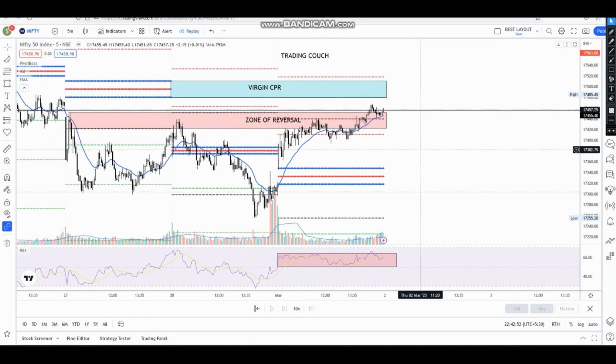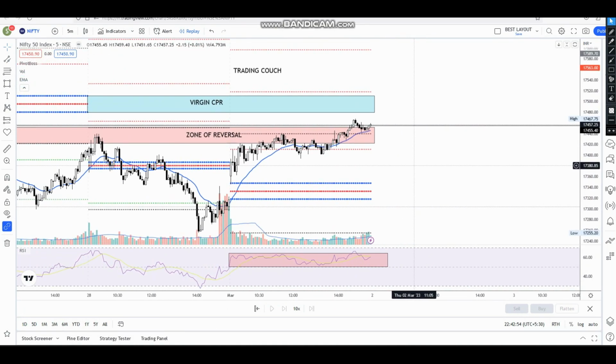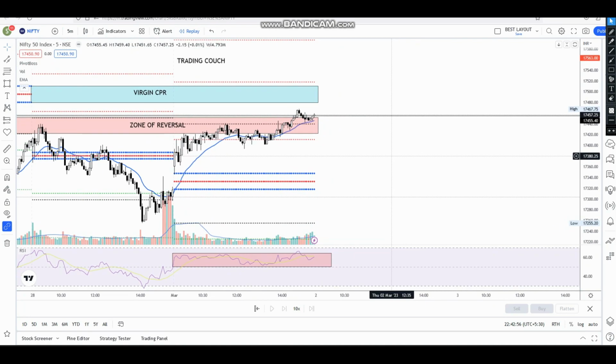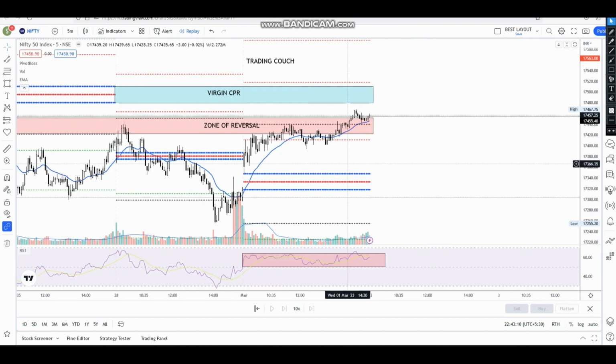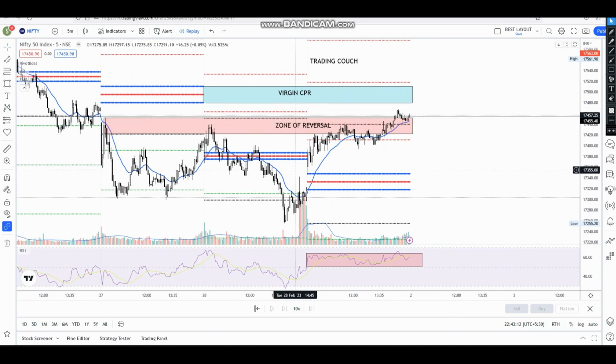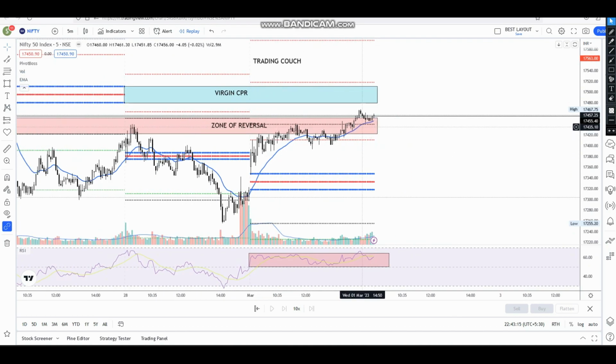So based on this price action, let's quickly look into the pre-market analysis for Thursday's trade, which is an expiry day trade, that is the 2nd of March 2023. So let's mark the important zones. Firstly, the zone of reversal of the previous 3 days has now lost its relevance since the price has broken and closed above this.